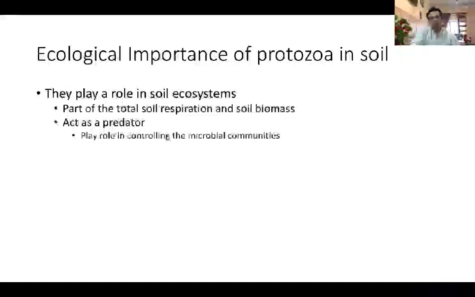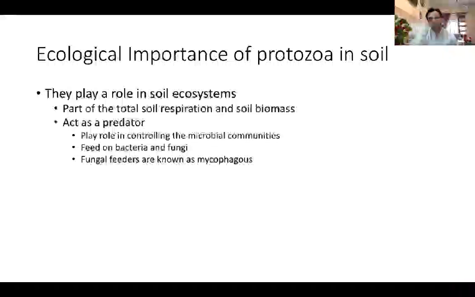Then they act as predators, and as predators, they have a role in controlling microbial communities. They feed on bacteria and fungi and the minor organisms. The fungal feeders are also known as macrophages. So in this way, they act as predators of smaller organisms, including bacteria and fungi.